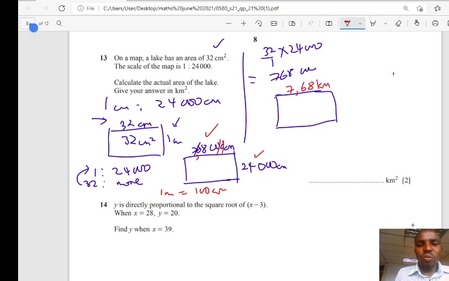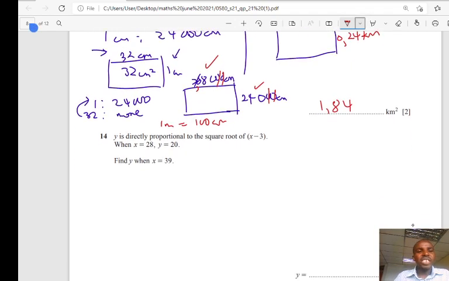Then this one, to meters first, count the 2 zeros. Then to kilometers, you divide by 1,000. So it will be 0.24 kilometers. Like this. Then you multiply the two. 7.68 times 0.24. Then you get 1.84 to 3 significant figures, square kilometers, done.